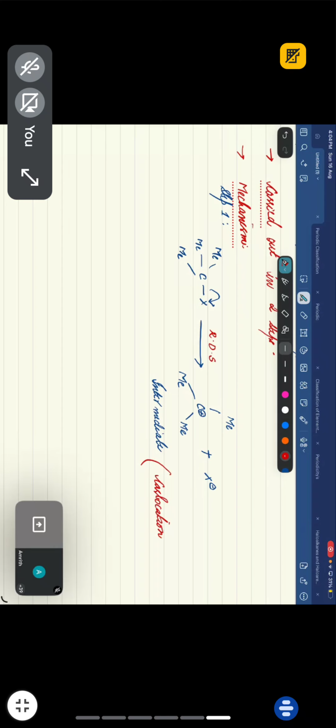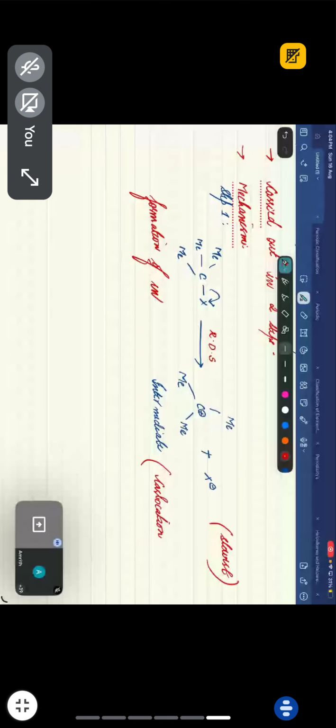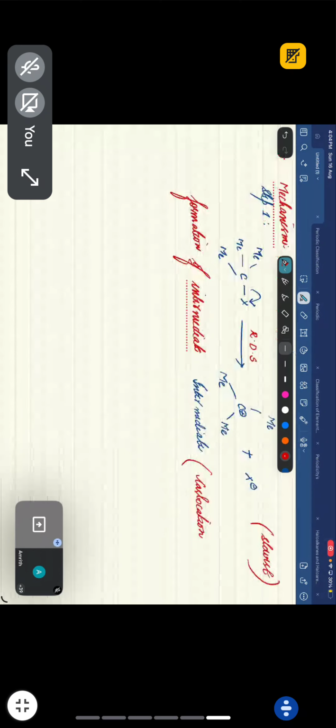If you give me the full form of RDS: rate determining step. Your rate determining step is your slowest step. And which is your slowest step here? The first step, also called RDS. Any doubt? So what is step 1? Write down. Formation of intermediate is my first step.